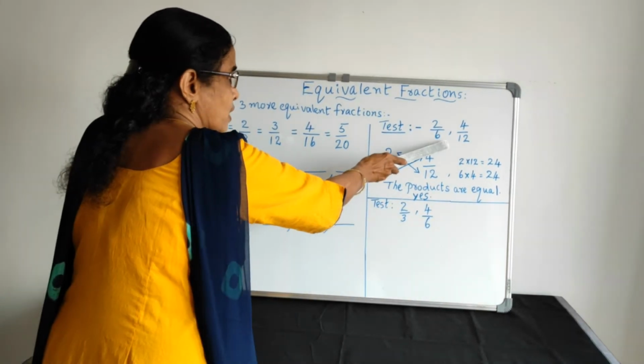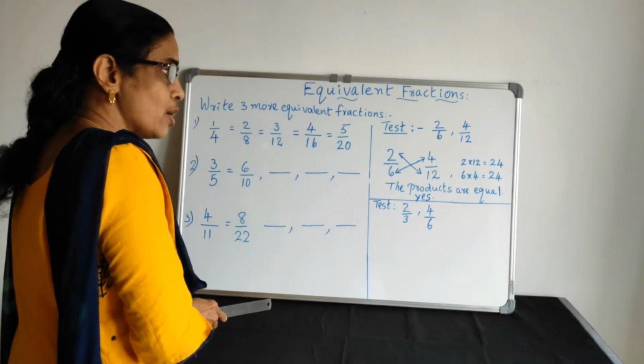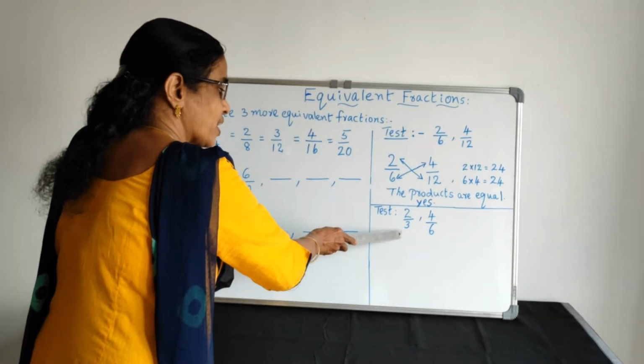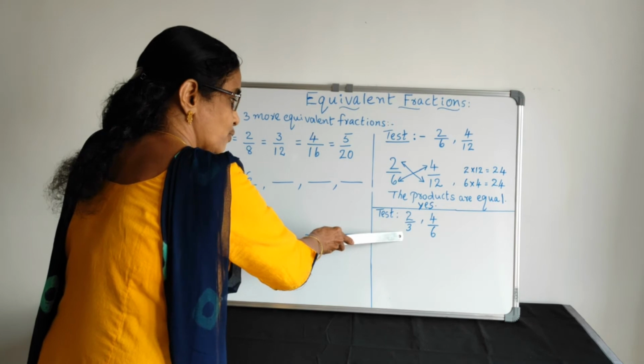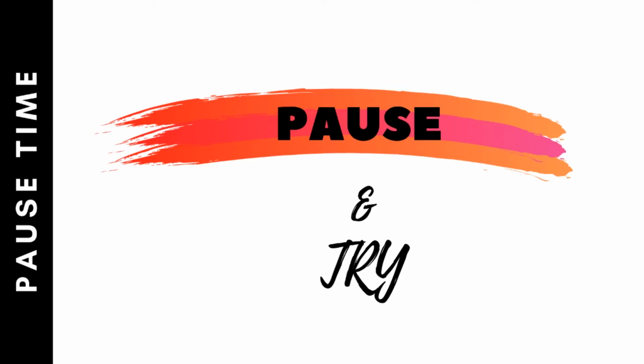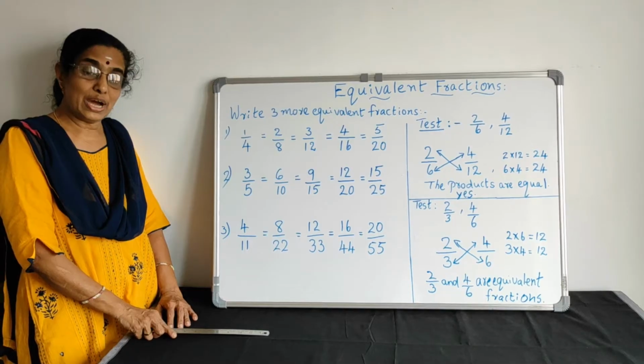Yes, they are equivalent fractions. If the products are not the same, they are not equivalent fractions. Please try this: 2 by 3 and 4 by 6, whether they are equivalent fractions. Pause and try. Are you ready?